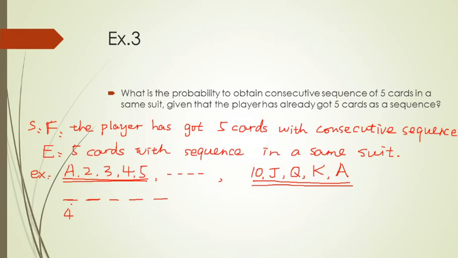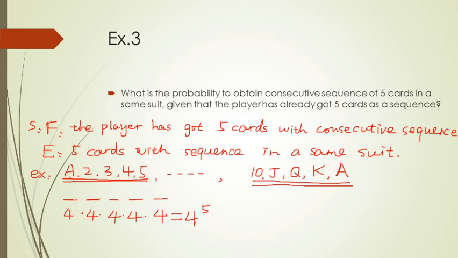Now, if I decide the first one is A, I'm going to have 4 different choices for the suit. And if the first one is A, the other cards should start from A, then 2, 3, 4, 5. That forms a sequence. So for each card, you can have a different suit. Actually, for one sequence, you have 4 to the 5.